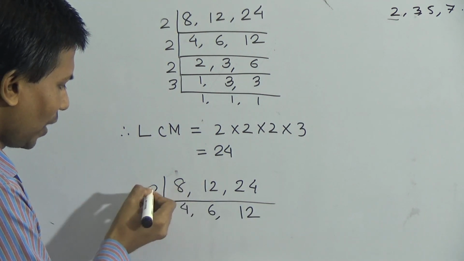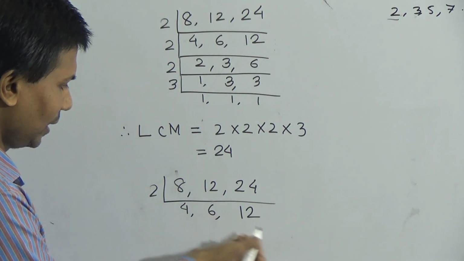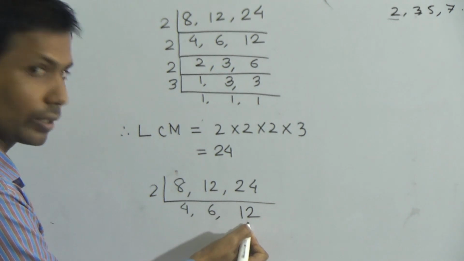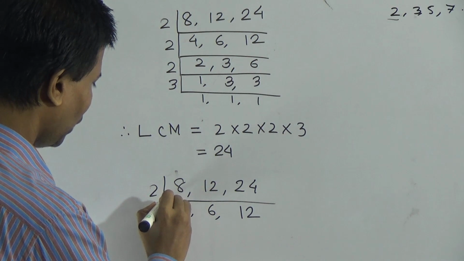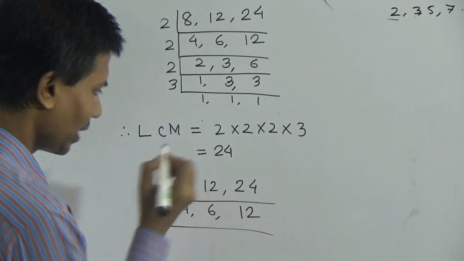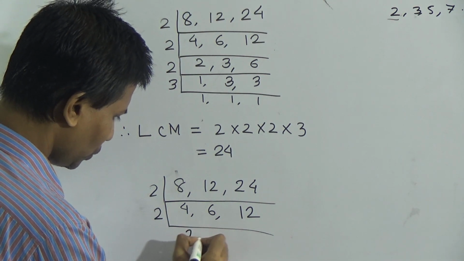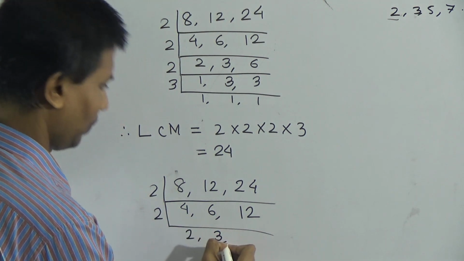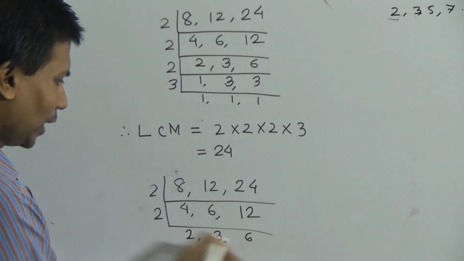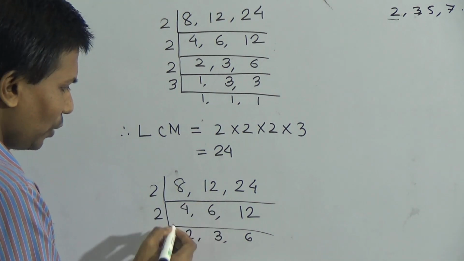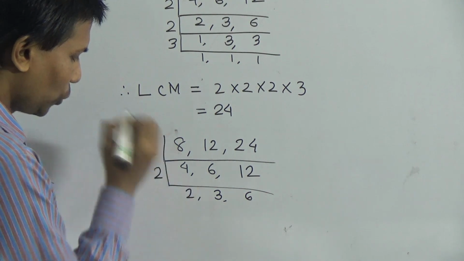If you divide 8 by 2, you get 4. If you divide 12 by 2, you get 6. If you divide 24 by 2, you get 12. Now look, all the numbers are even, so you select 2 again. If you divide 12 by 2, you get 6; 6 by 2 gives 3; 4 by 2 gives 2.